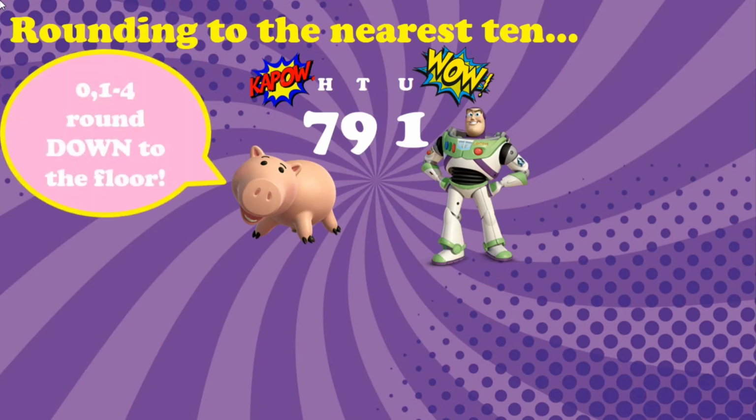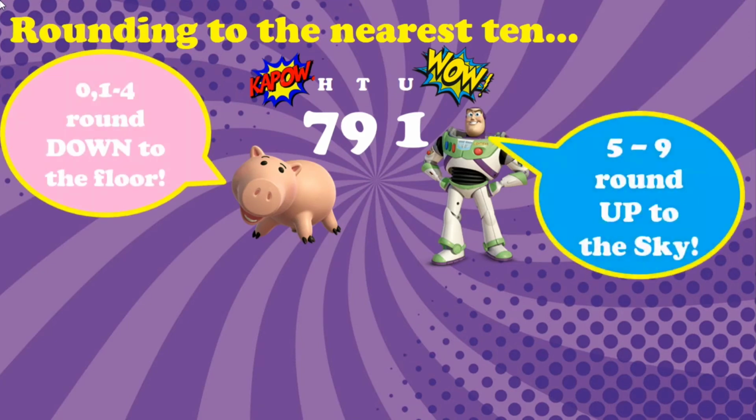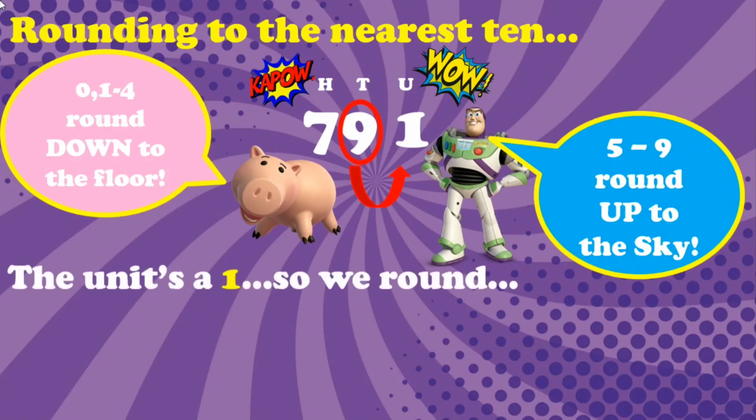Here we have 791, rounding to the nearest 10. Now remember, 0, 1 to 4, round down to the floor. 5 to 9, round up to the sky. Pause this and then play to see if you got it correct. Right, so we're going to circle the 10, the 90. But we're not looking at that number. We're looking always at the number before it. So it's the 1. So the units are 1.